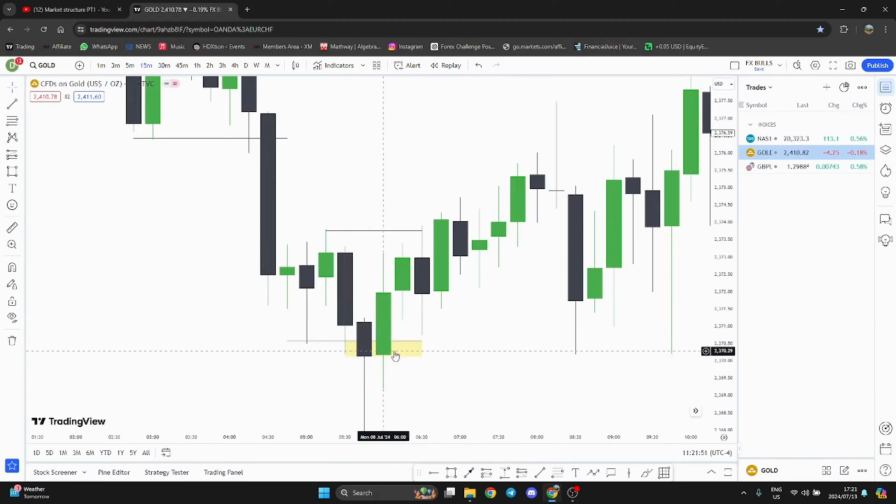Not here, but here. So I would have got my buys probably on one of these pullbacks, or maybe on a 5-minute or 1-minute time frame. On these pullbacks, I would have got an entry over here, targeting highs. That's basically it. Just by paying attention to what price does with highs and lows.